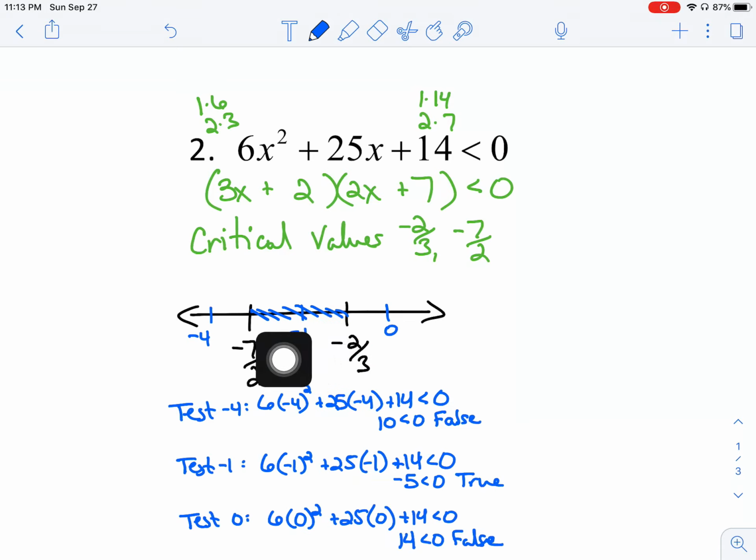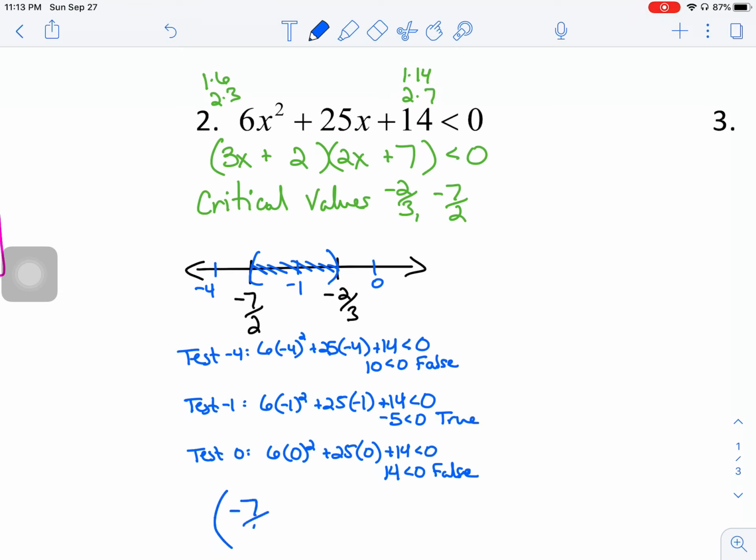I just want to see on the boundary, am I using parentheses or brackets? There is no equal to here, so it is only parentheses. So all the way down at the bottom, I'm going to put my interval, parentheses -7/2 to -2/3. So that is the interval that works for number 2.